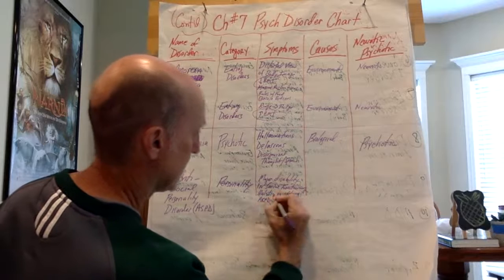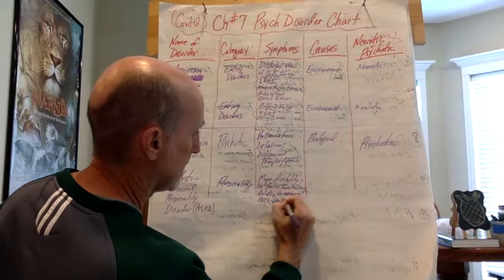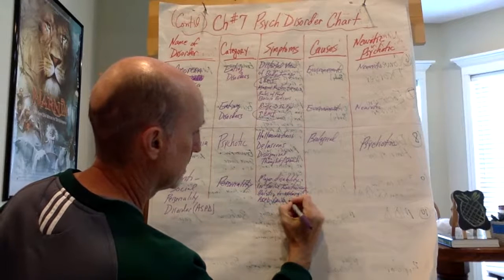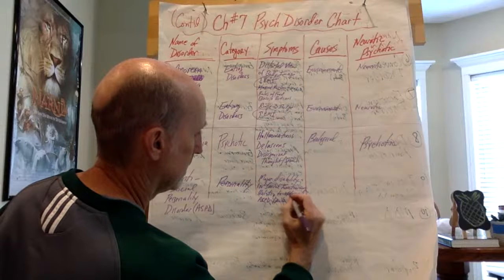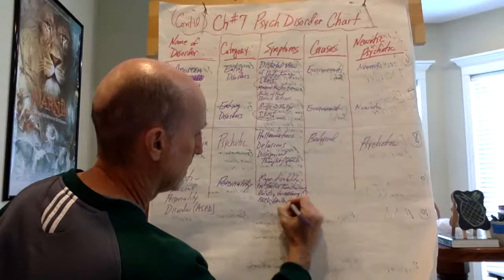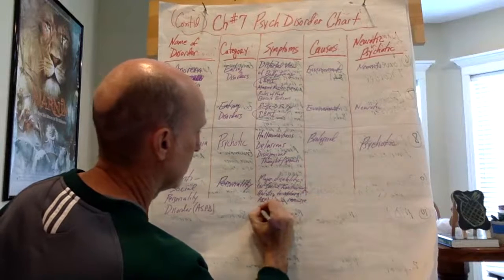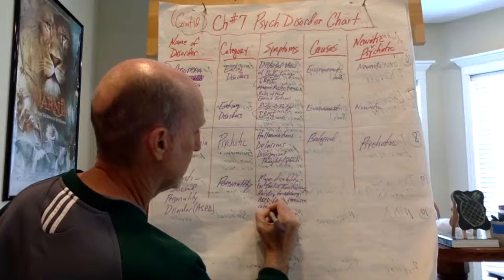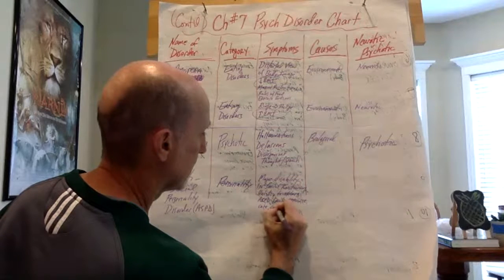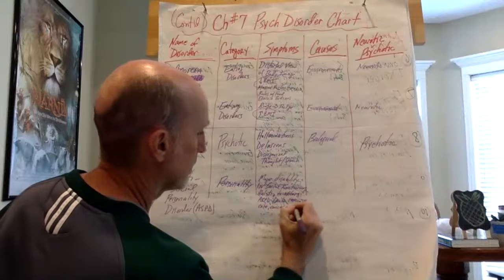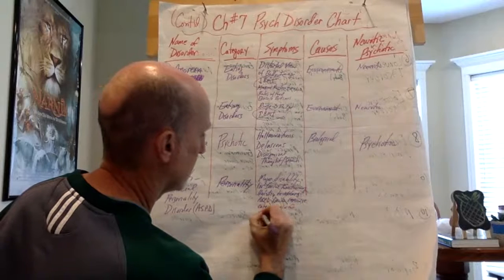Okay, and then ASPD, they lack. What do they lack? They lack remorse, care, concern for others.